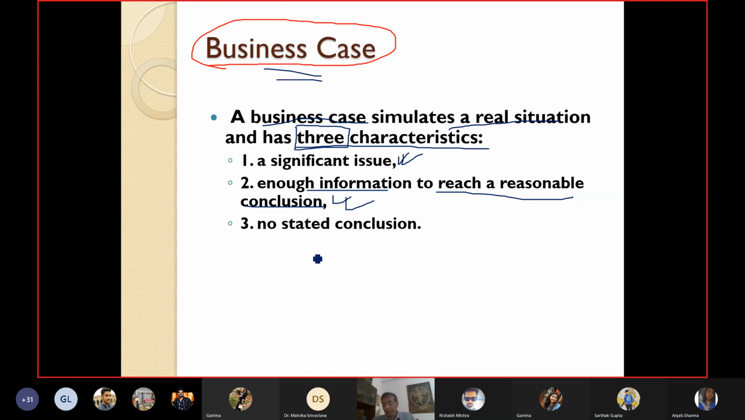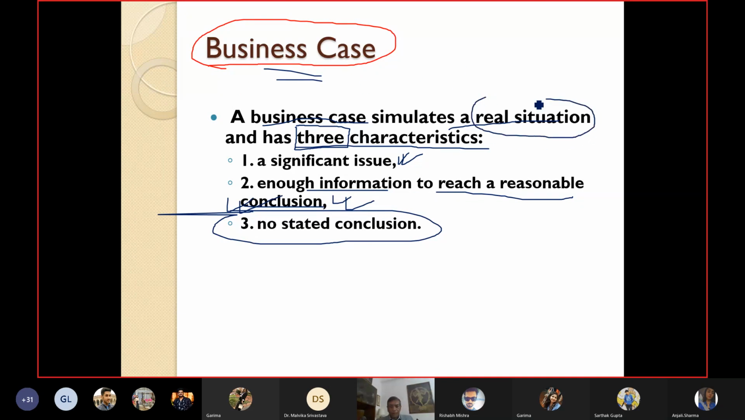But a case has a lot of information and no stated conclusion, though. There's nothing definite about it. You have to find a conclusion to this. So, what is a business case? A business case is a situation which deals with a significant issue. Thirdly, it has a lot of information for which you need to find the solutions and conclusion.